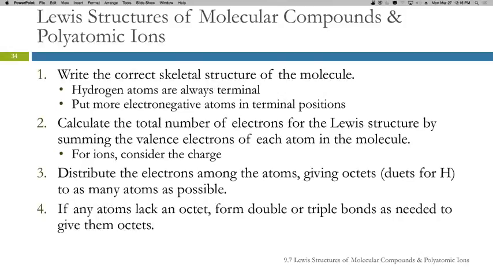Okay, Lewis structures. We've looked at Lewis structures for atoms, and we've shown how you can predict ionic compounds using Lewis structures. Now we're going to look at how to draw Lewis structures for molecular compounds and polyatomic ions. And this is where Lewis structures are used. We don't really use them to do ionic compounds much. So these are the instructions for how to draw Lewis structures.